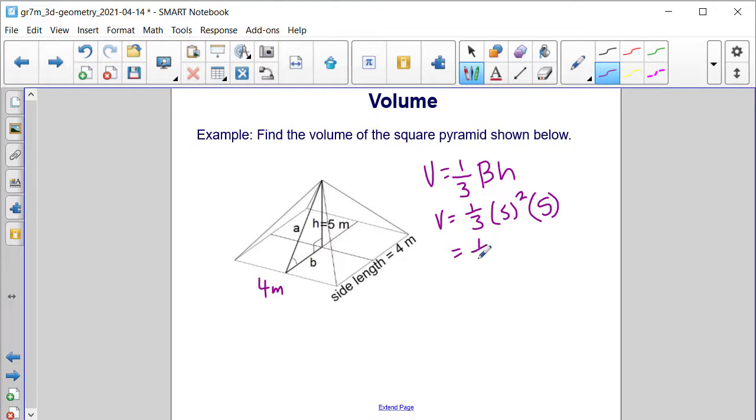So then let's substitute the 4 in for our s, or side length value, squared. And then if we square 4, we get 16, and 16 times 5 is 80, and 80 times 1/3 is 80 thirds, which you can also rewrite as a mixed number, which would be 26 and 2/3 square meters, or cubic meters.